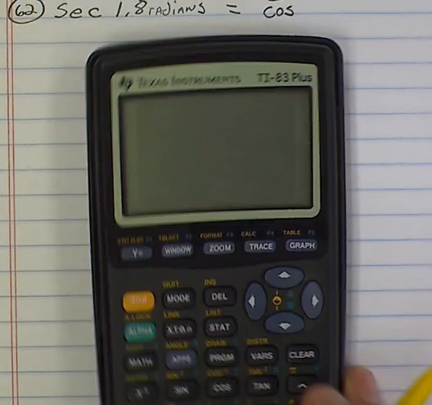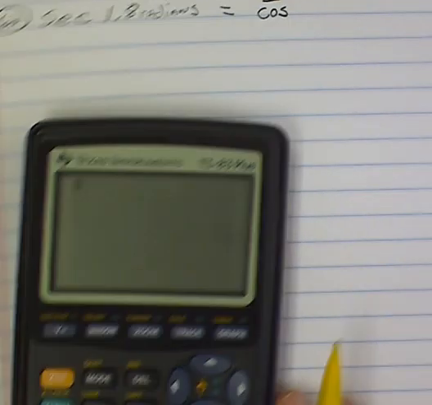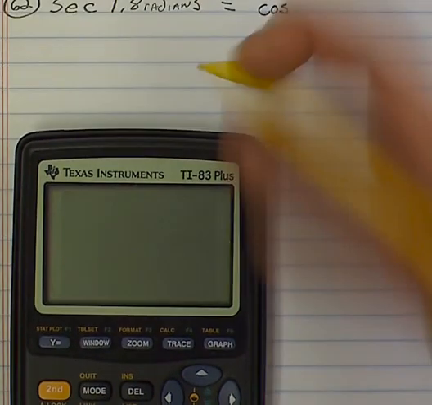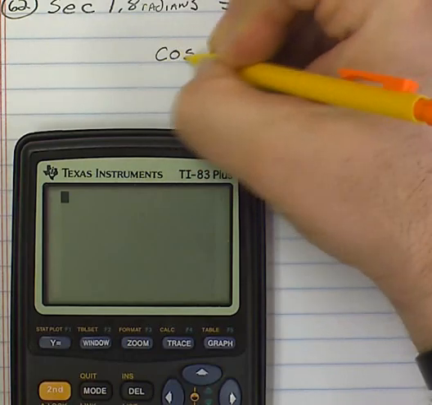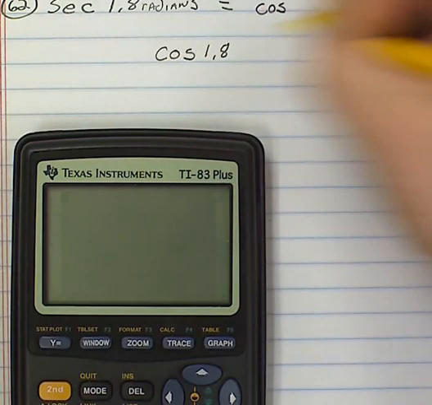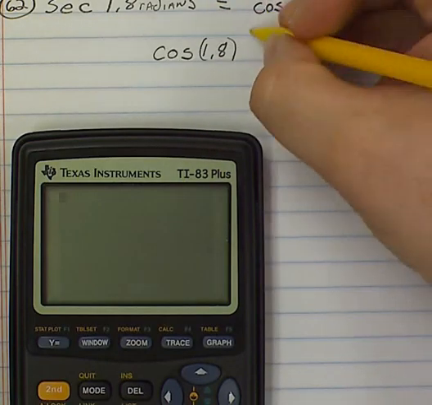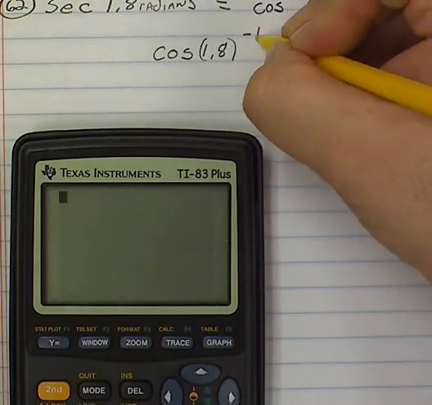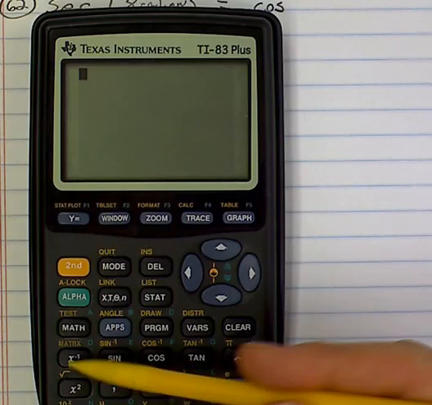So what I'm going to do in order to type this into my calculator is I'm going to type in cosine of 1.8. It's in radians. And then when I enter, or before I enter, I'm going to raise it to the negative first power. And that's going to be located right above your squared key, right here.